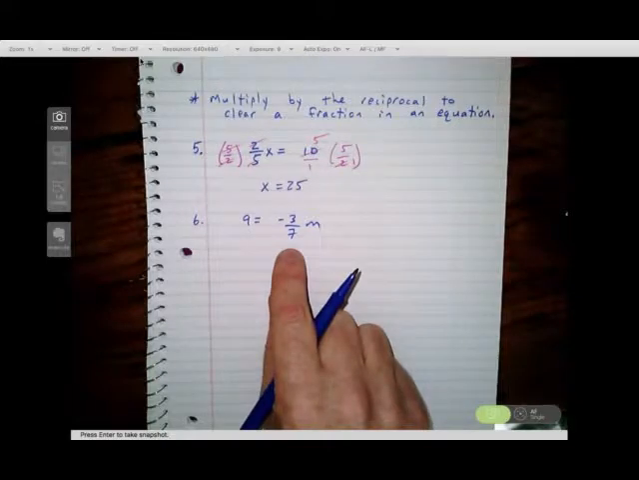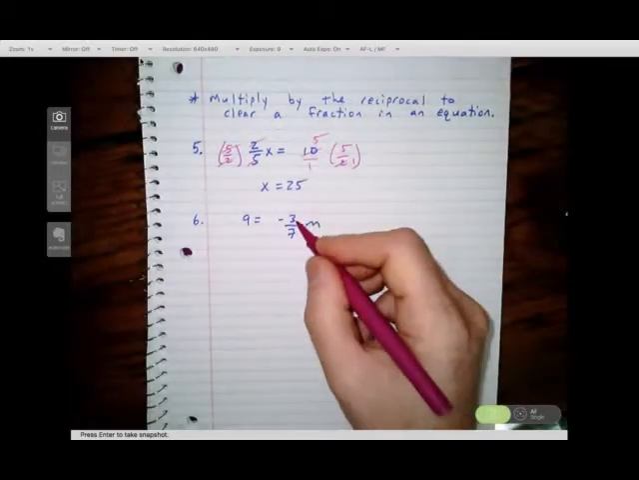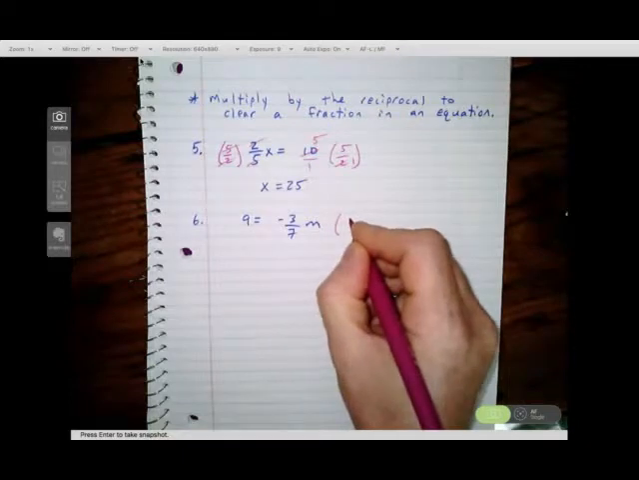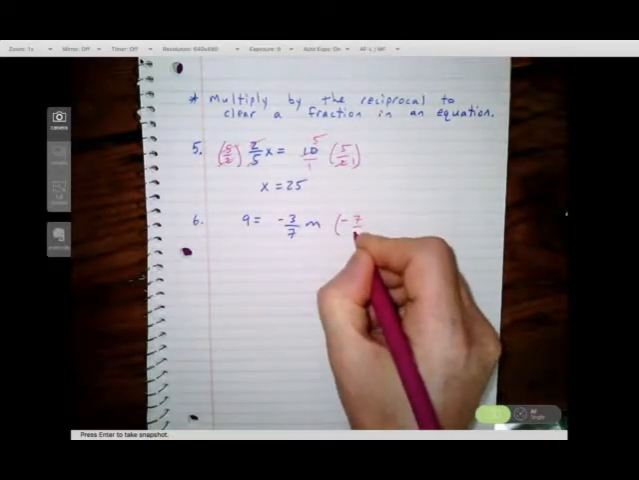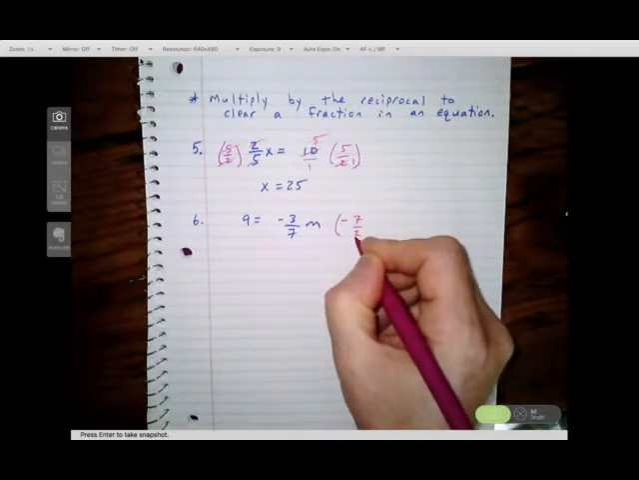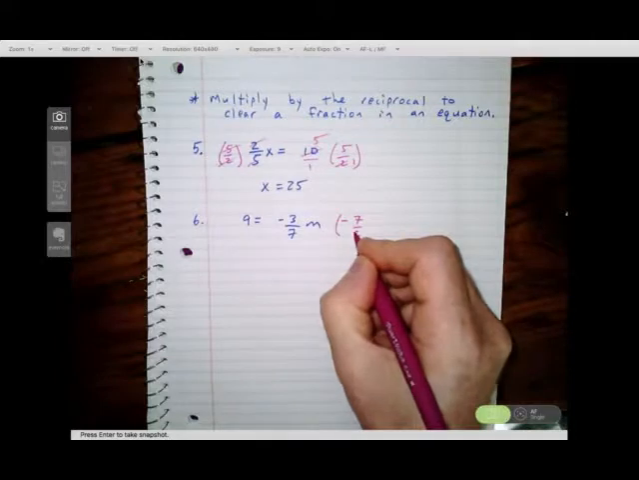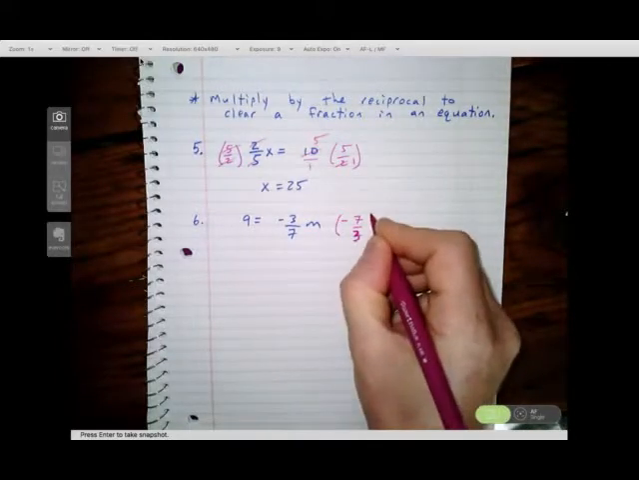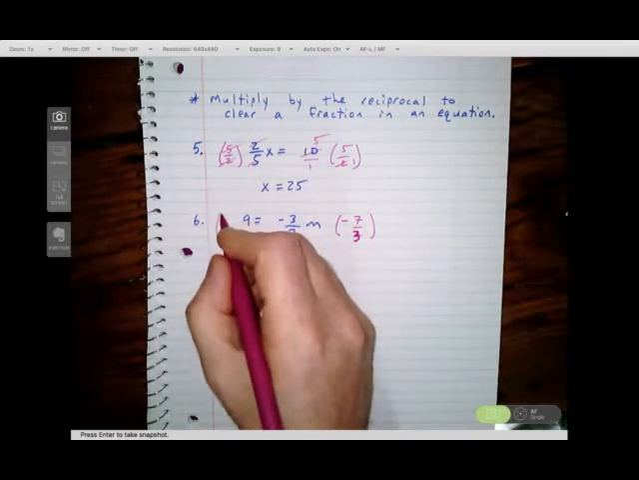So 9 equals negative 3/7 m. Again, it doesn't matter at all if it's a negative. We're going to do the same thing, and I'm just going to write it over here. I'm going to multiply by the reciprocal. If it's a negative fraction, make your reciprocal negative too. Oops, I said the word 2 and wrote the number 2, because a negative times a negative is a positive. What I really wanted to write on the bottom was a 3, but my brain tricked me a little bit there. Okay? And do the same thing on this side.